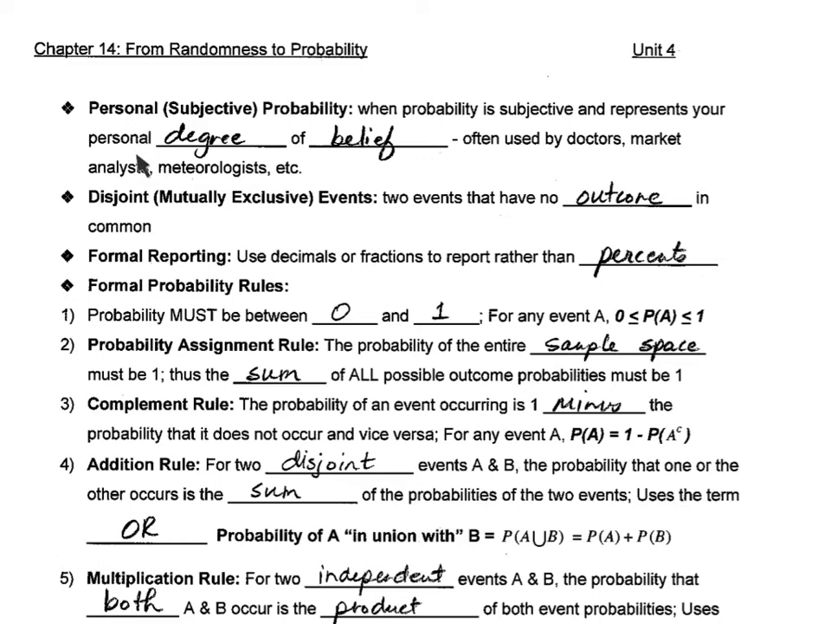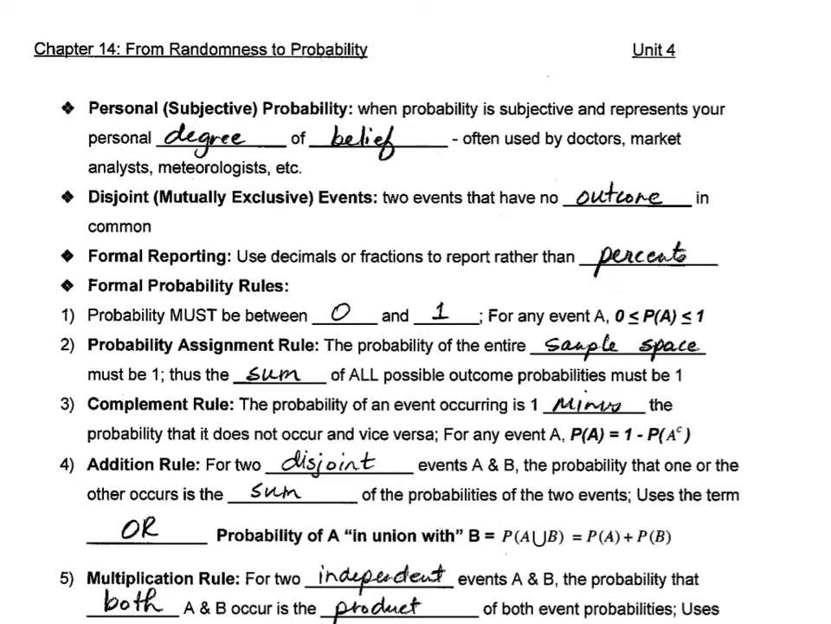All right, personal or subjective probability. It's when probability is subjective and represents your personal degree of belief. It's often used by doctors, market analysts, and meteorologists. The personal or subjective probability is much different.